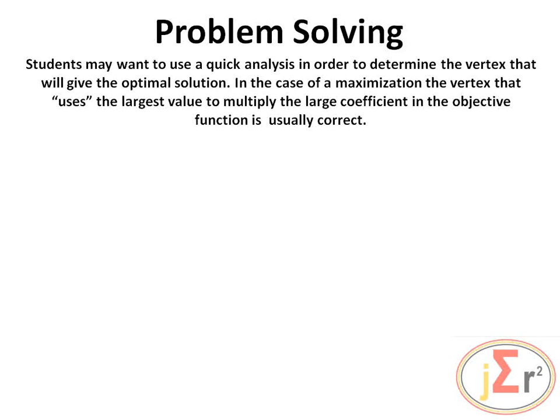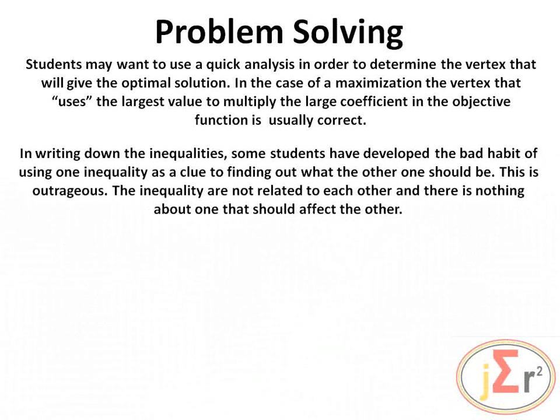Students may want to use a quick analysis in order to determine the vertex that will give the optimal solution. In the case of a maximization problem, the vertex that uses the largest value to multiply the large coefficient in the objective function is usually correct. In writing down the inequalities, some students have developed the bad habit of using one inequality as a clue to finding out what the other one should be. This is outrageous. The inequalities are not related to each other, and there is nothing about one that should affect the other.